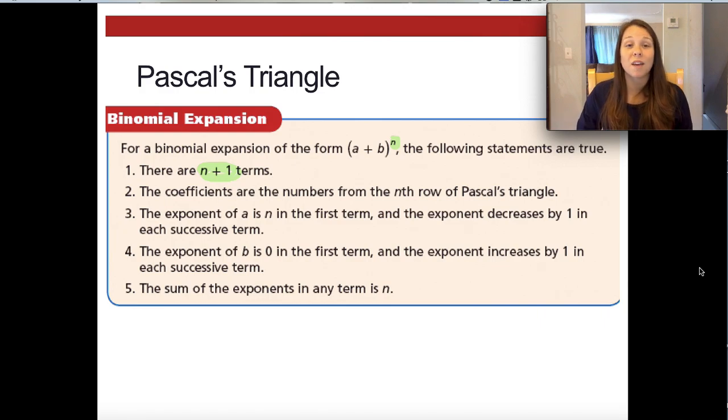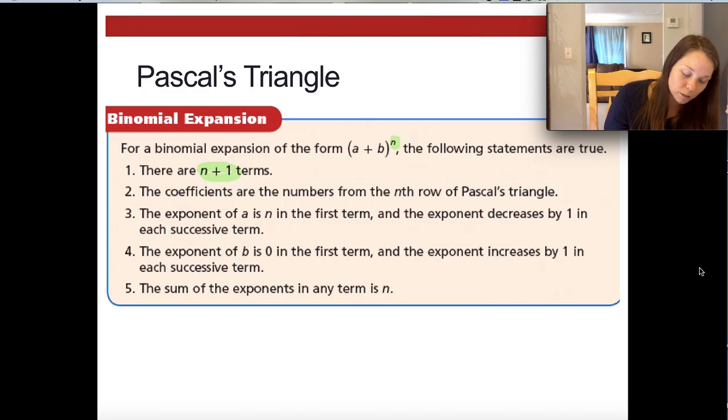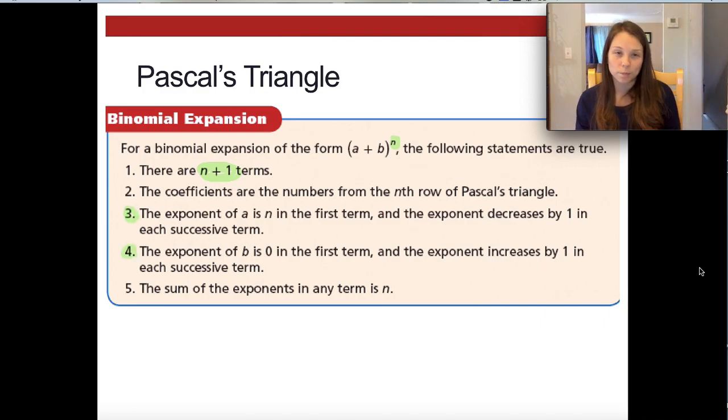The exponent of a is n in the first term and decreases by 1. The exponent of b is 0 in the first term and increases by 1. And the sum of the exponents in any term is n. So the ones we're really going to focus most of our attention on when expanding these are parts 3 and 4. And I'll explain what those mean when we go through example 4.